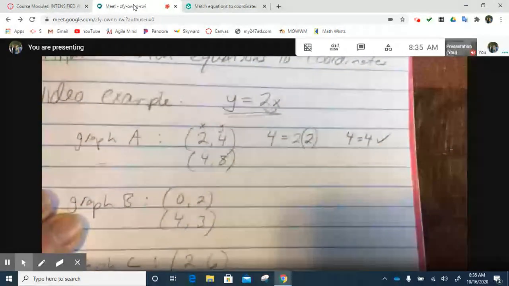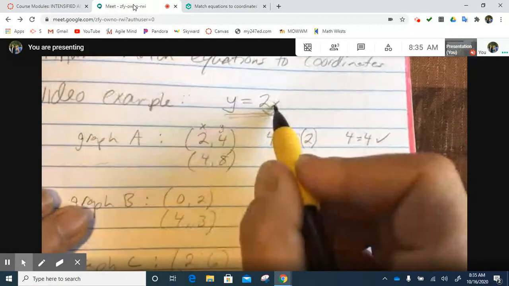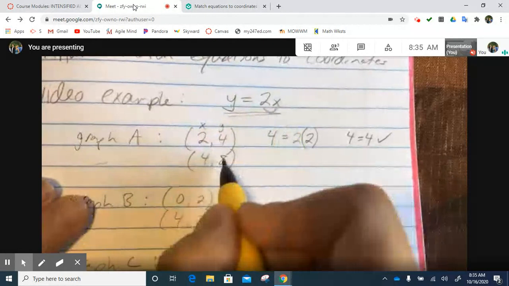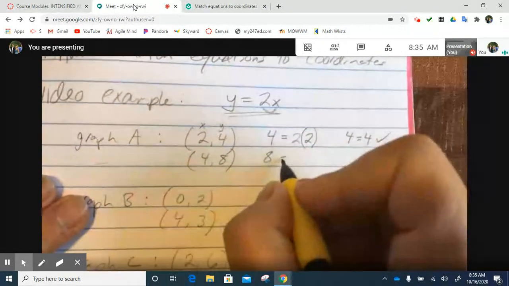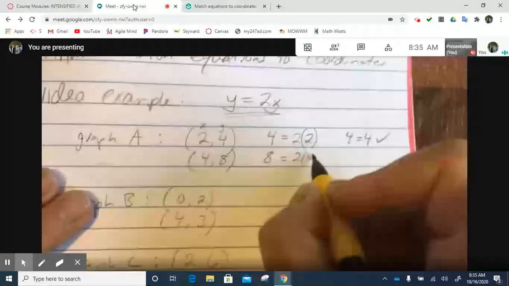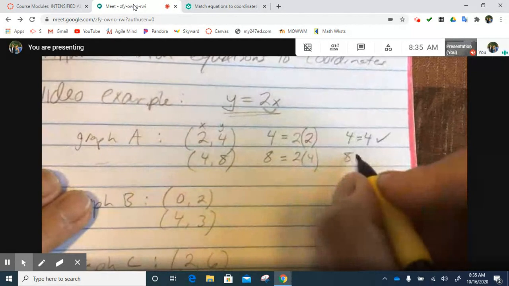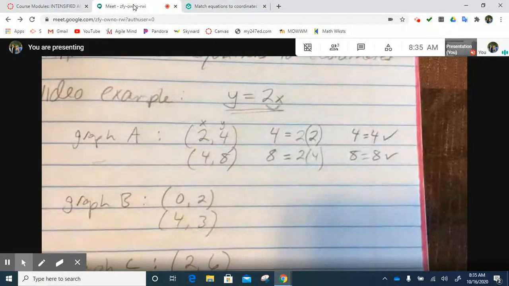That works. Now let's check the second one. We're going to put 4 in for x, and we're going to put 8 in for y. Okay, so we're going to have 8 equals 2 times 4. Well, 2 times 4 is 8, so 8 equals 8. So that graph works.